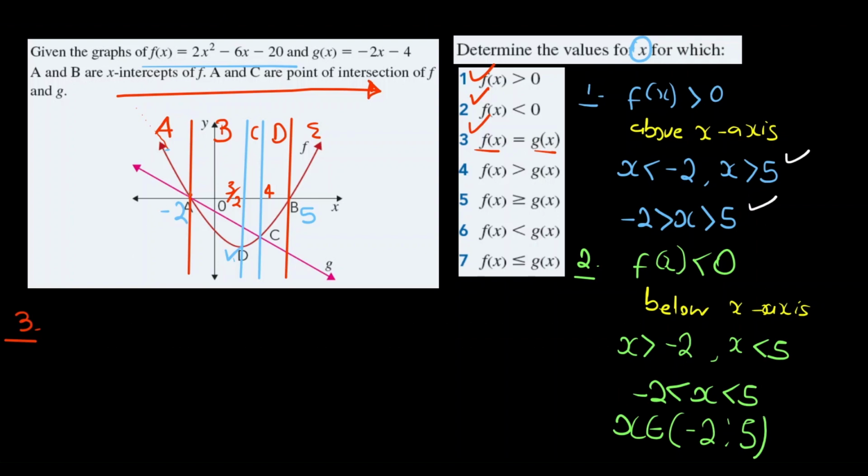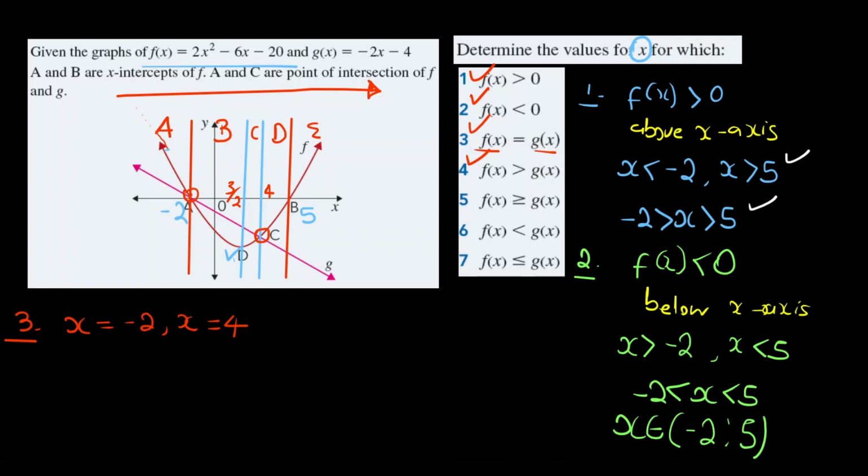They intersect at A and they also intersect at C. But what are the x values? They're only looking for x values. It will be x is equals to -2, and we know that x is equals to 4 as well. And that's easy. And we move on to number 4.